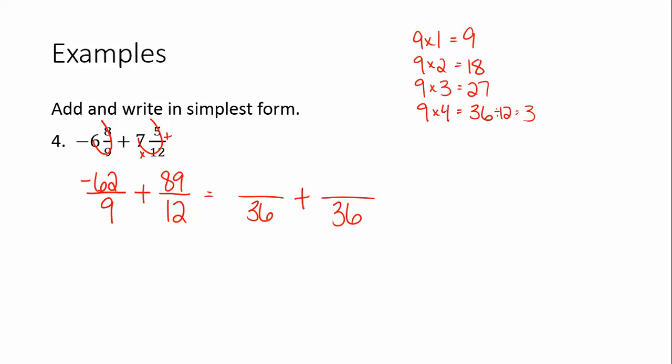Also, never forgetting that that first fraction is negative. So 9 times 4 is 36. What's 62 times 4? This is where the calculator comes in handy if you don't want to do some longhand side work. That's 248. Now we have 12 times 3 is 36. 89 times 3 is 267.